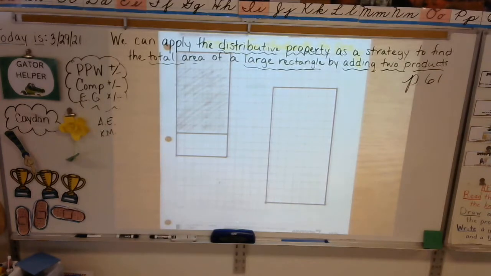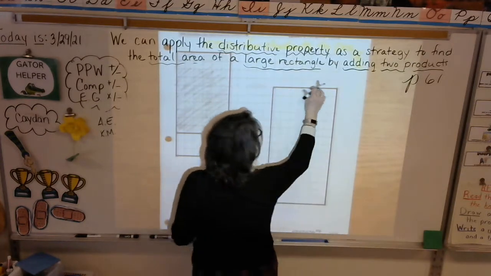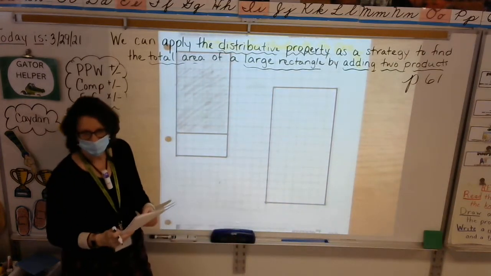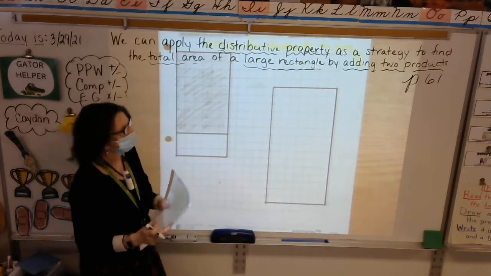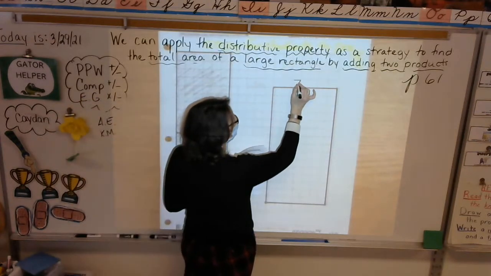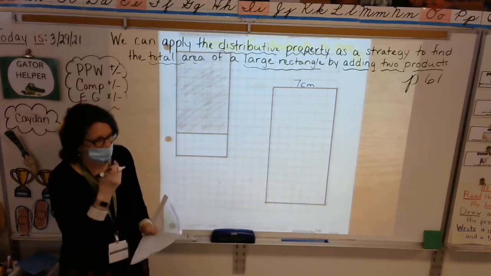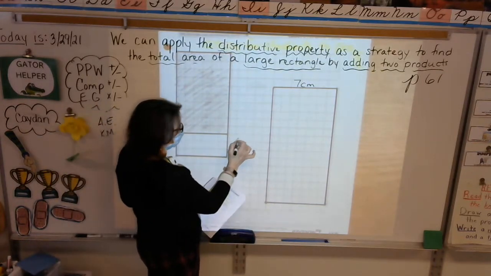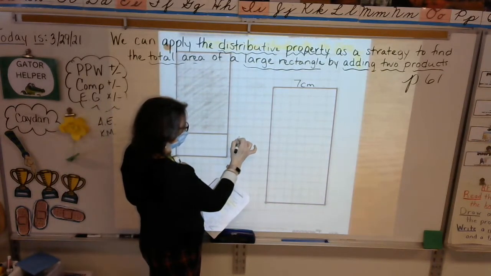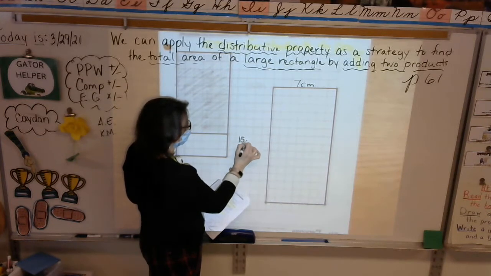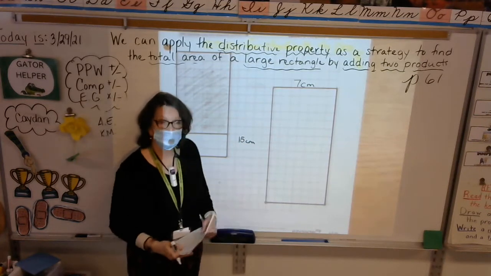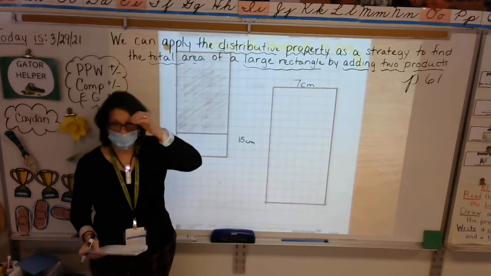All right, nice job, boys and girls. Going across the top, how many centimeters is this? Owen. 7 centimeters. Going down this long side, what did you get, Kim? 15 centimeters. Now again, I don't know about you, but it's hard to multiply 15 times 7.